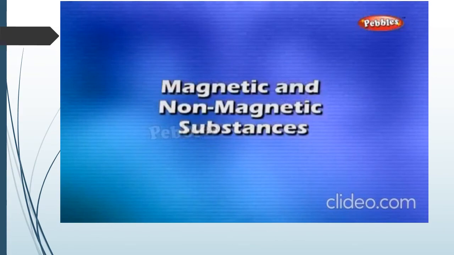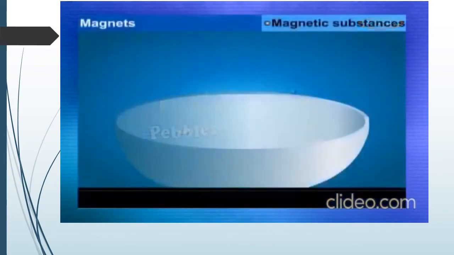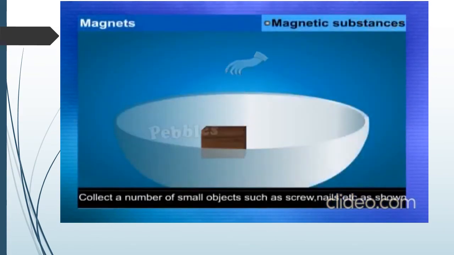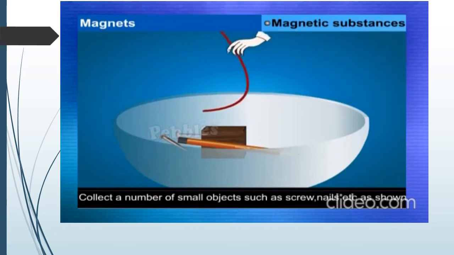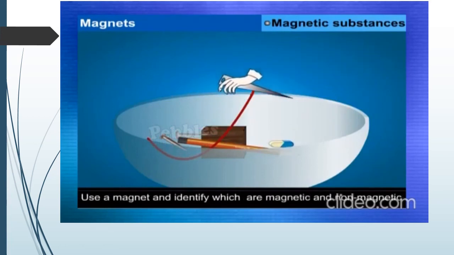Magnetic and non-magnetic substances. Collect a number of small objects such as brass screw, copper wire, iron nail, sewing needle, paper clip, eraser, pencil, shaving blade, plastic scale, glass lens, postcard, safety pin, spoon, cork, rubber band, toothbrush, etc. Use a magnet and identify which of these substances are magnetic and which are non-magnetic in nature.